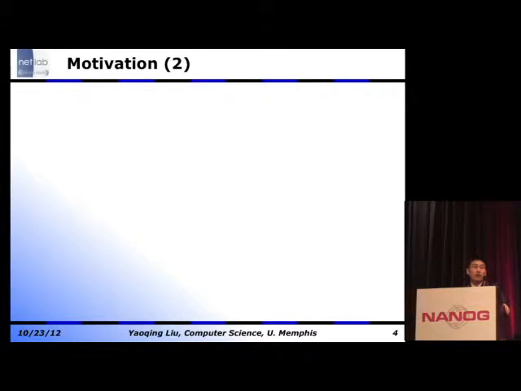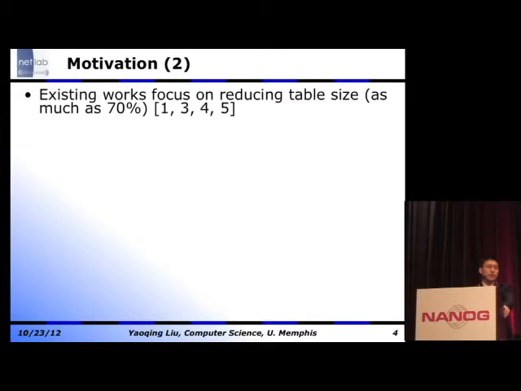Why are local and low-cost important? Because ISPs are reluctant to deploy solutions with high cost and with a lot of parties involved. Also, this algorithm doesn't need to change any routing protocol currently deployed in the network. So this is just a local decision.